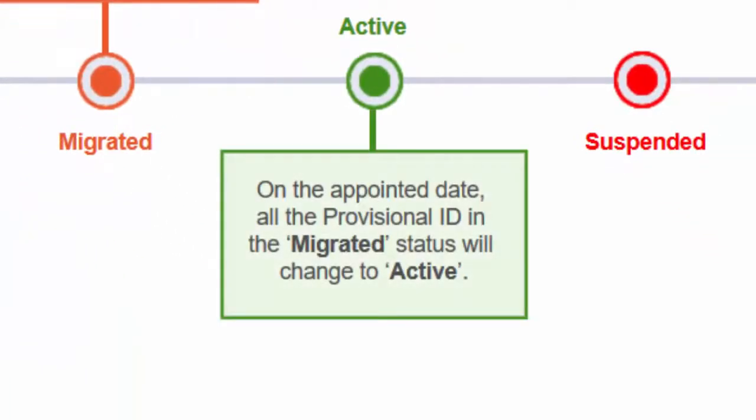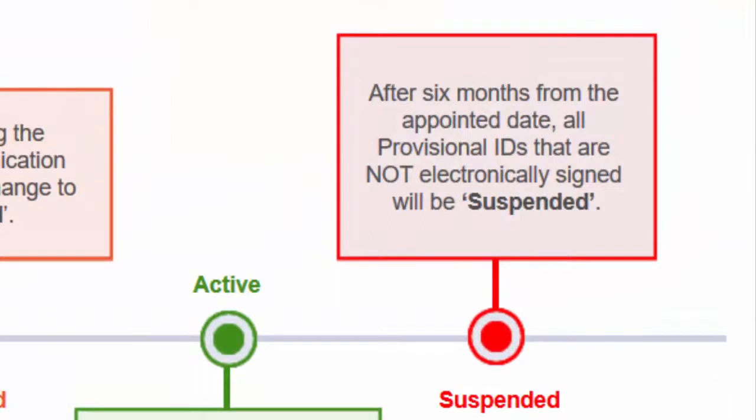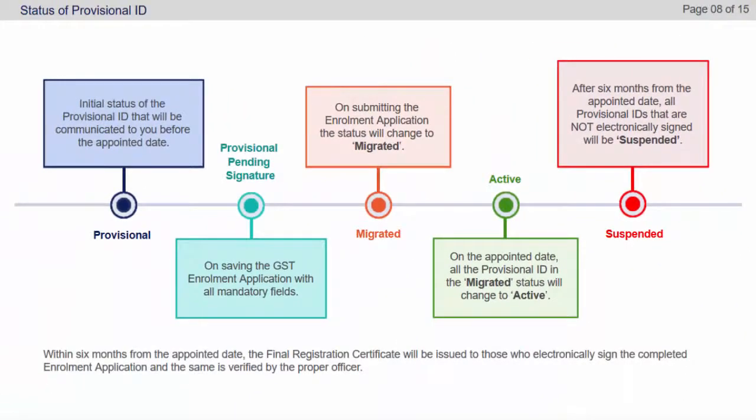On the appointed date, all the provisional IDs in the migrated status will change to active. After 6 months from the appointed date, all provisional IDs that are not electronically signed will be suspended. Within 6 months from the appointed date, the final registration certificate will be issued to those who electronically sign the completed enrollment application, and the same is verified by the proper officer.